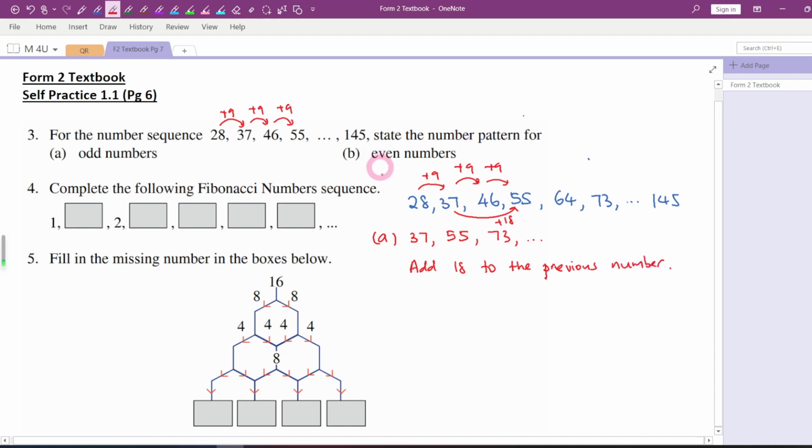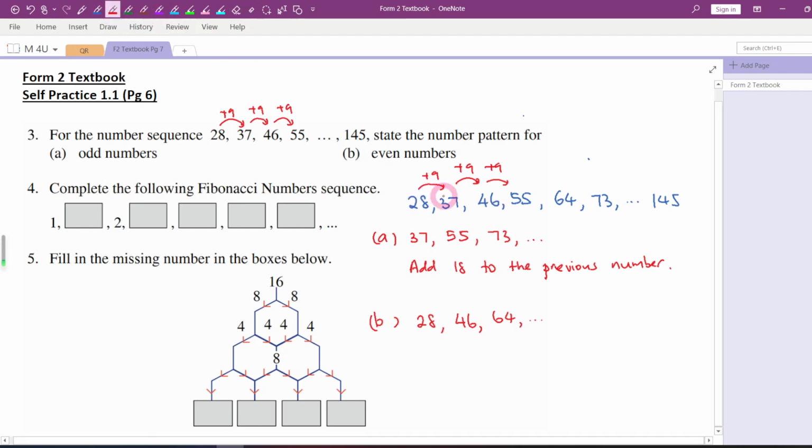Okay, so how about even number? We want to state the number pattern for even number. It means that we only focus on even number. So the first even number in this number sequence will be 28, and the next even number will be 46, 64, and so on.